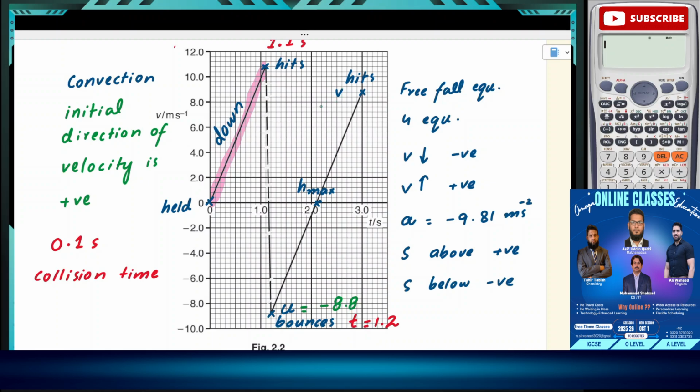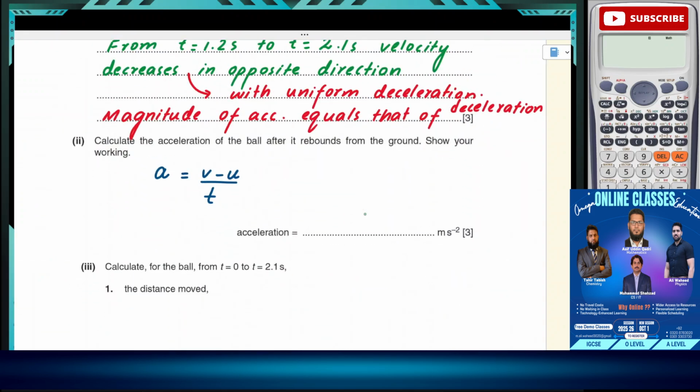So the initial velocity is minus 8.8. And the final velocity at the top is plus 8.8. And how long does it take from this point to that point? It takes from 1.2 seconds till 3 seconds. We can subtract those two. So final velocity was 8.8 minus the initial velocity was minus 8.8, divided by time. So the time is from 1.2 seconds till 3 seconds. So what is the difference?